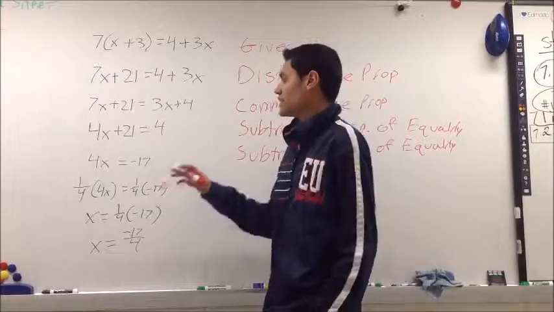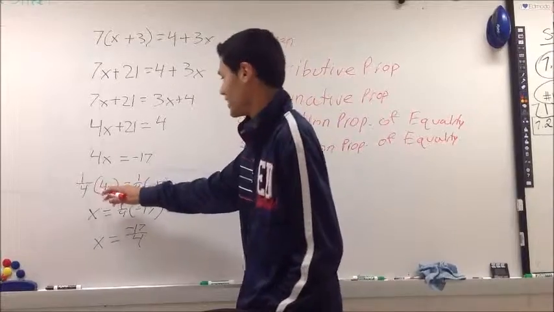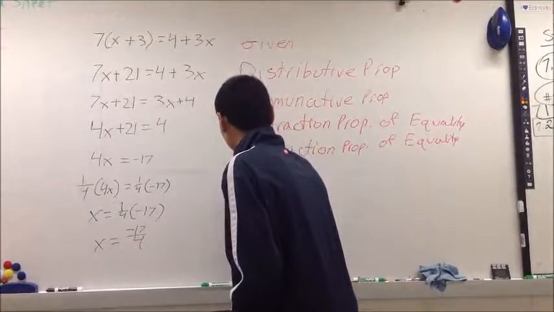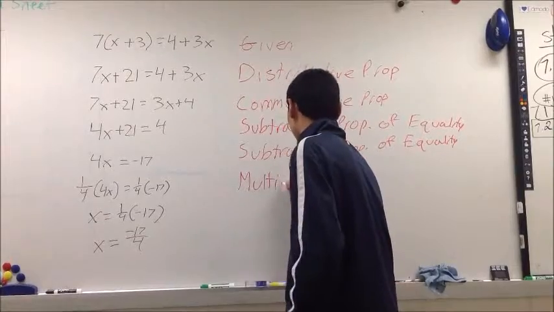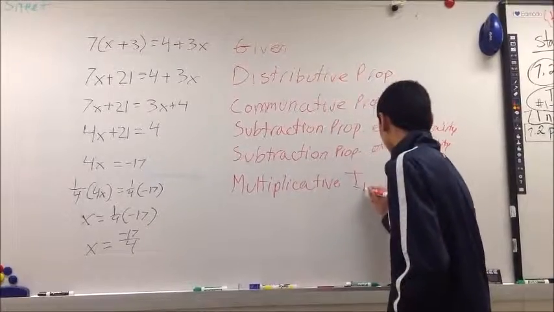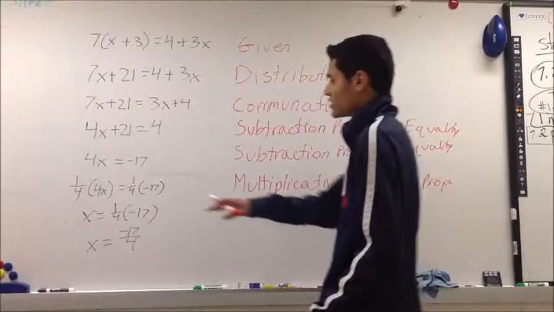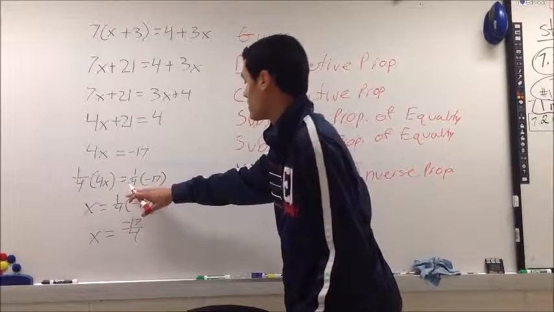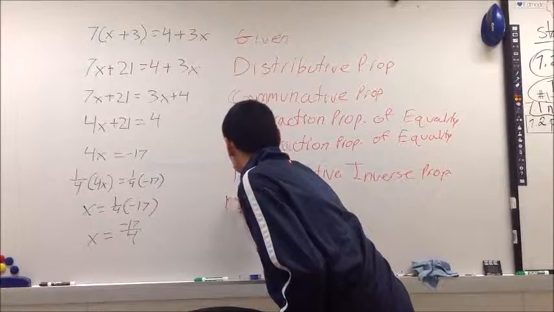Now, we have to get rid of the x. And that 4 is blocking our way. So what you have to do is times it by the multiplicative inverse of 4. So that would be the multiplicative inverse property. Okay. So from this equation, you have to multiply the inverse on this side. But you also have to do it on this side as well, following the multiplication property of equality. And you end up getting this.